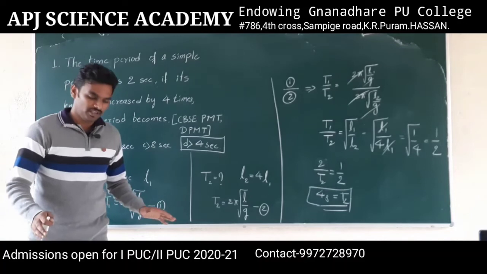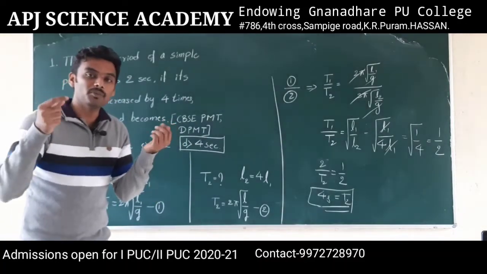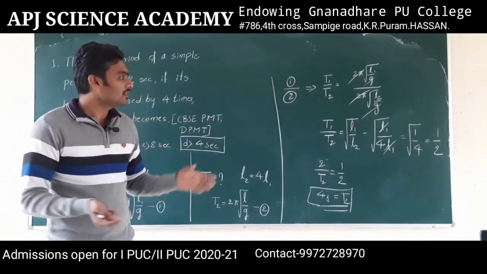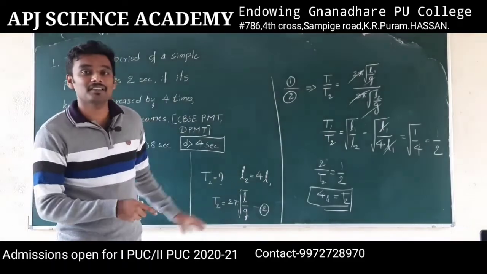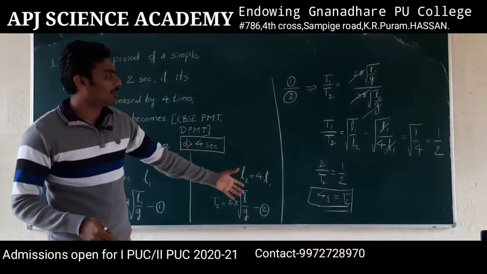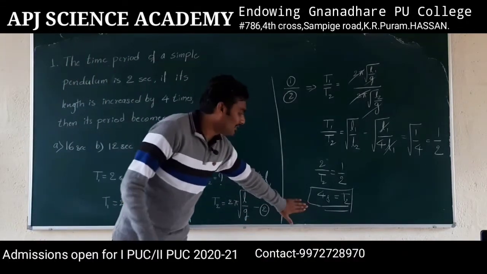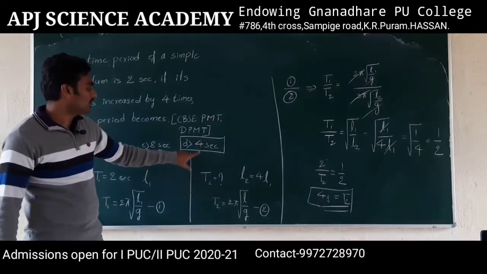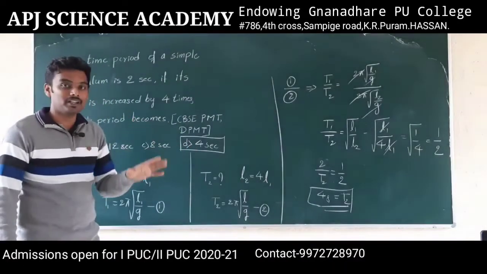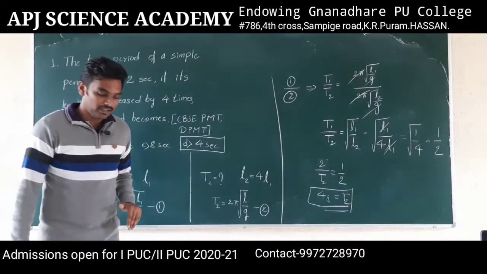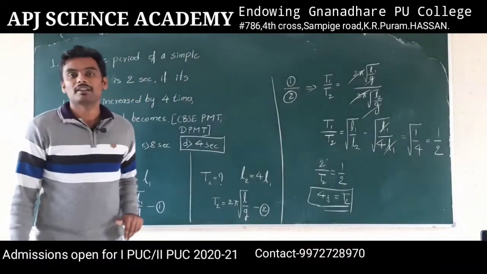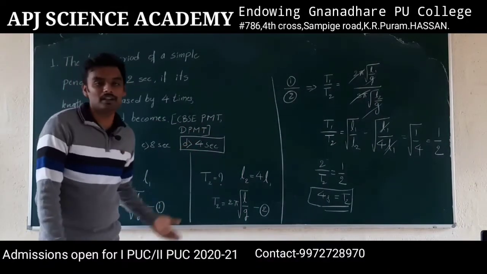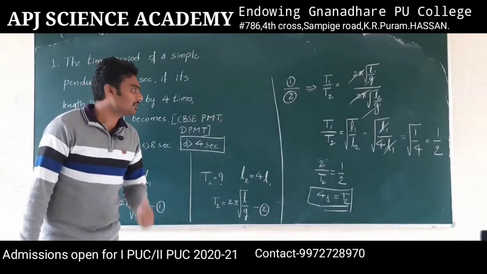Clear? Very easy. All you need to understand is the formula and the practical approach towards the formula. Then very little math, and do the simplification properly, you will get the answer. So, the time period of the second situation is found, which is 4 seconds. Remember again, this is a question of the same difficulty from Karnataka CET. This was asked in previous years of CBSE PMT and Delhi PMT. Good.